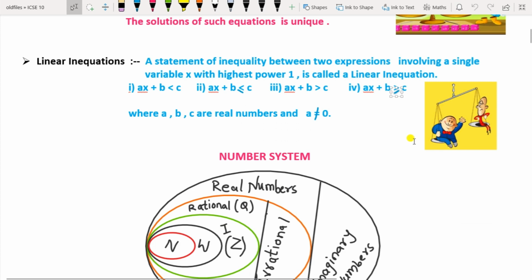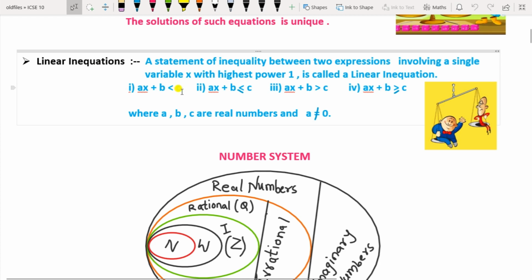Now, in this video, we are going to study about linear inequations. Clearly, inequations means that there is no equal to sign in between the expressions. You can see here clearly that it is either less than or less than equal to, greater than or greater than equal to. So that means the left hand side is not equal to the right hand side.